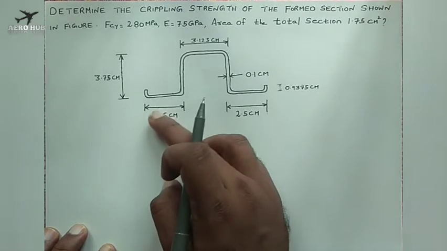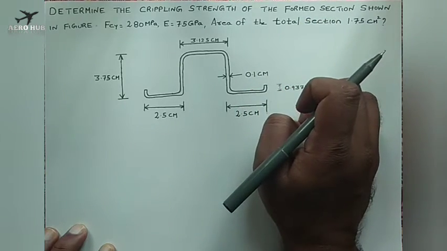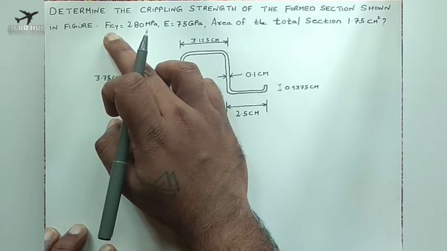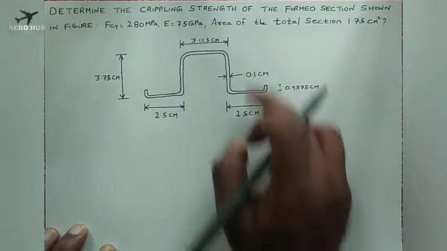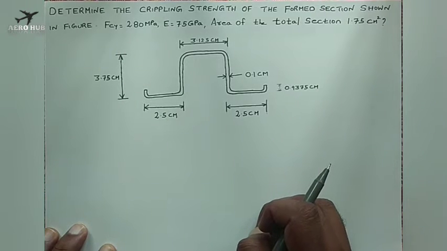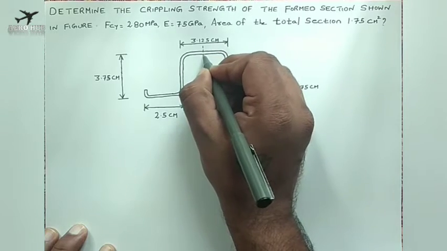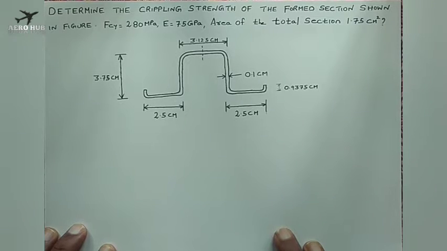Now we can see we have a hat section and this is assumed to be a formed section, so we have to consider the center line properties. The compressive yield strength is 280 megapascal and the Young's modulus is 75 gigapascal. The total area of the section is 1.75 centimeter square. To proceed with this problem, we have to find the total length of the section, and you can see that I can divide this section into two equal parts. This is symmetric about the vertical axis.